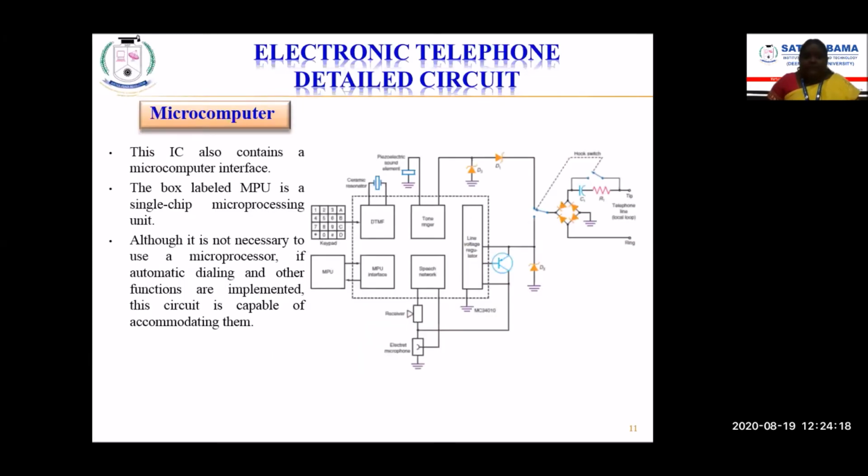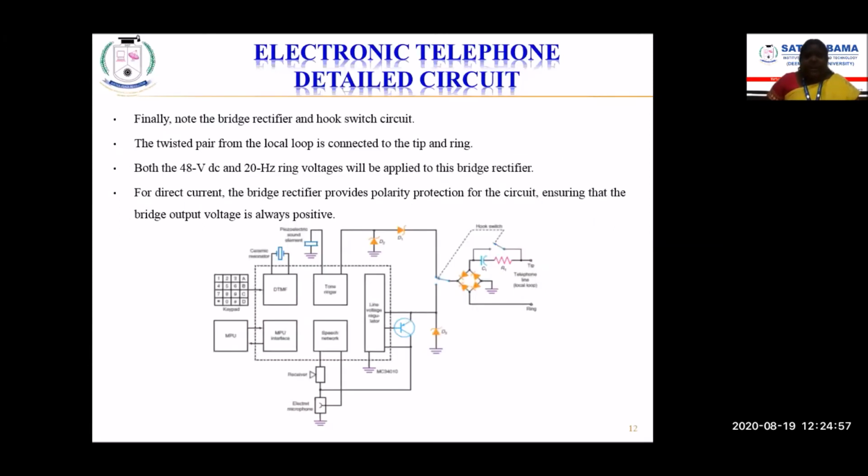Next one is the microcomputer. This is an IC which provides the microcomputer interface, and this box labeled MPU is the single chip microprocessing unit. Although it is not necessary to use a microprocessor, if automatic dialing or other functions are implemented, then the circuit is capable of accommodating them. A microprocessor will have an external memory, whereas a microcontroller has an inbuilt memory wherein the data will be stored. It will have control over all the other circuits. Everything will be in the form of integrated circuits, ICs.